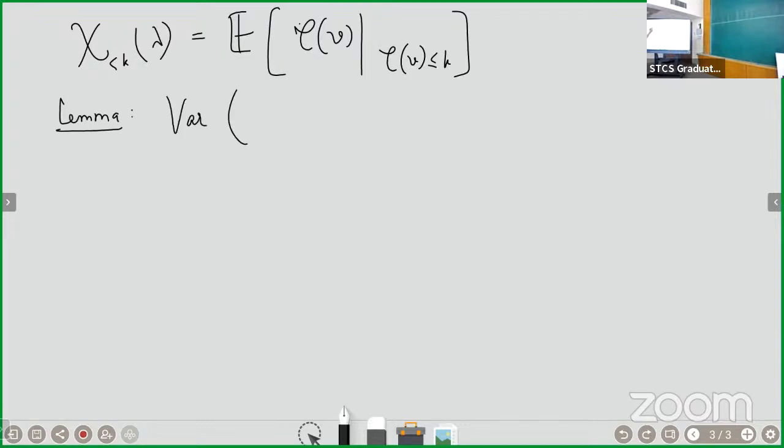variance of b greater than k. That amounts to lambda k. So if I write lambda, this is the result we wanted to get. So what we did was we got variance particular.